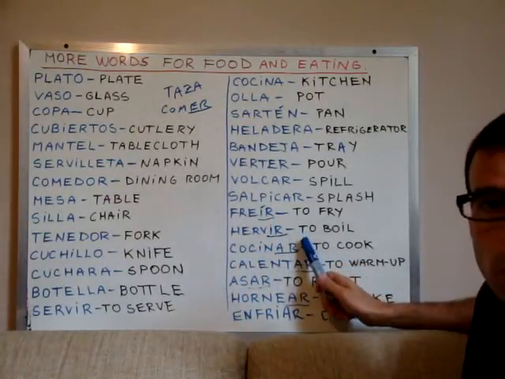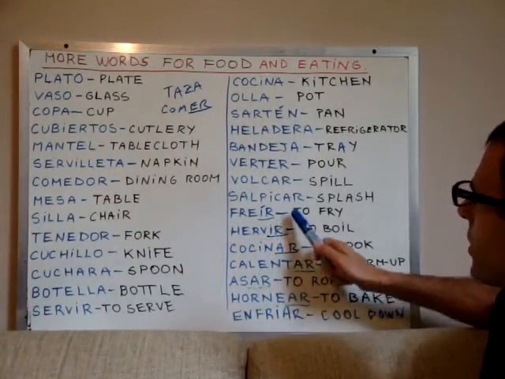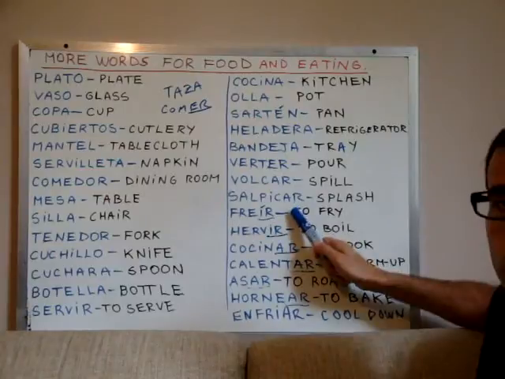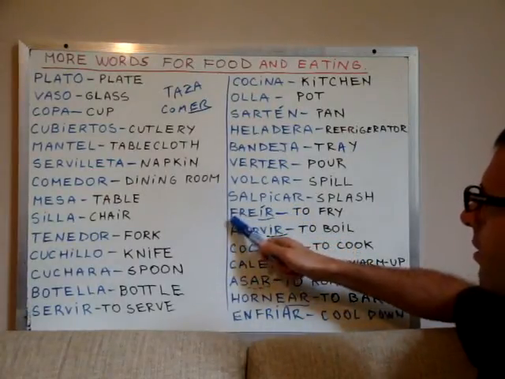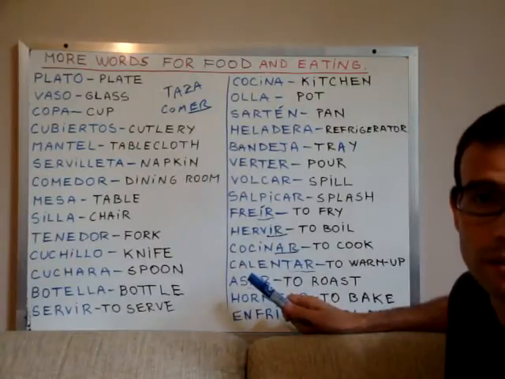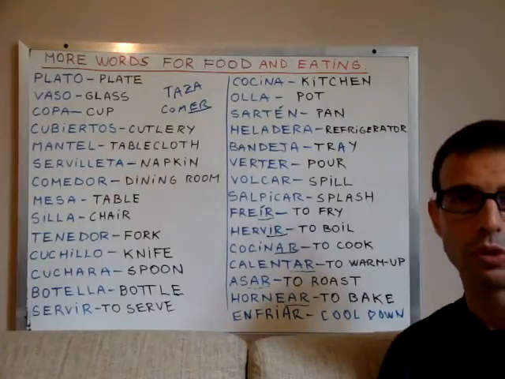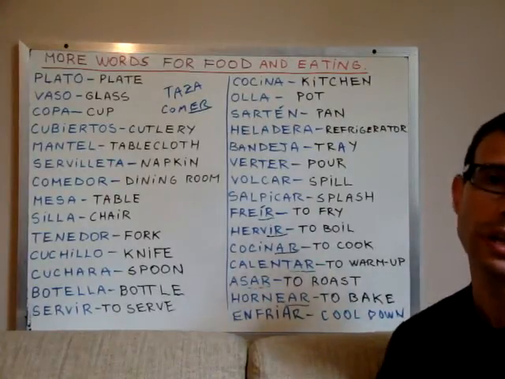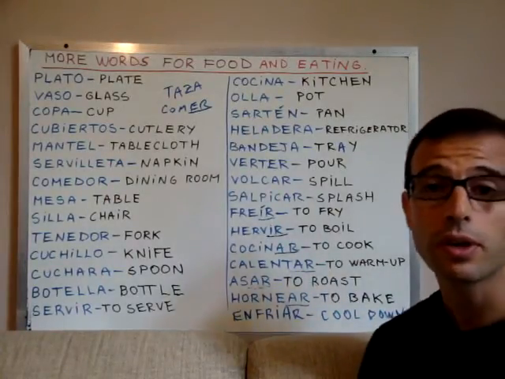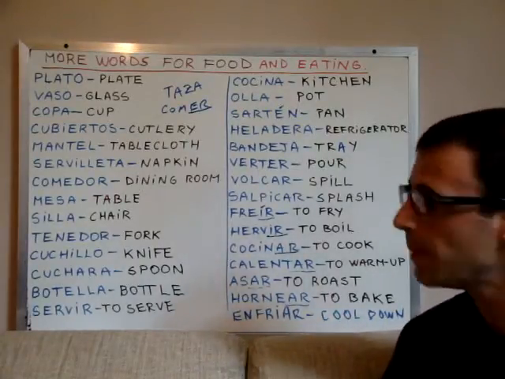We boil some water. Hervimos agua. We fry some potatoes. Freímos papa, or freímos patatas, right? The word for potato, there are two words in Spanish. The word patata, used in Spain and some other countries, and the word papa, used in many other Latin American countries, okay?